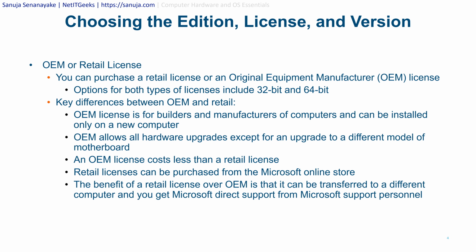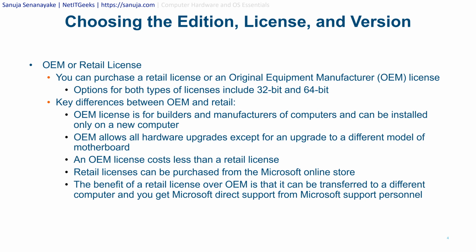Key differences between OEM and retail include that the OEM license is for builders and manufacturers of computers and can be installed only on a new computer. OEM allows all hardware upgrades except for an upgrade to a different model of motherboard. In other words, you can install an OEM license on a system that you just built, and then you can change any component of that system except the motherboard itself.